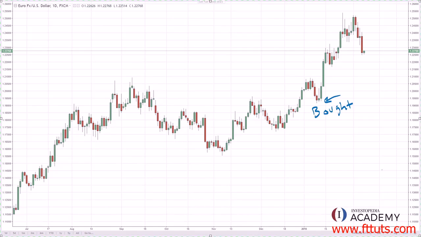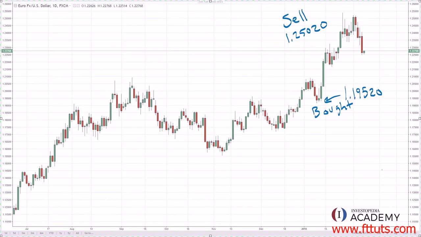Now the exchange rate at the time was 1.19520. Now let's assume that this investor was really good. They bought at the bottom and they wound up selling all the way up here towards the top. So we'll put in our sell price here of 1.25020.